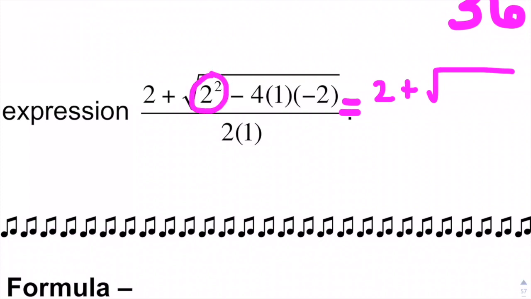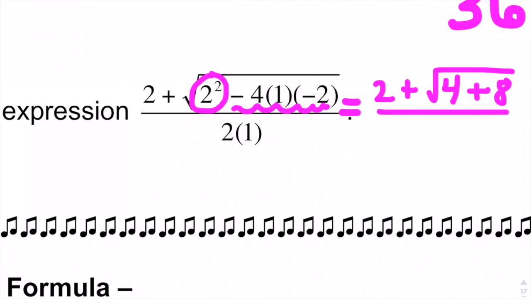We're going to take 2 squared, which is 4. And then we're going to do those back numbers. And I'm going to treat that as a negative 4 times 1 times negative 2. So I'm going to multiply all of those things together because it's negative 4 times 1 times negative 2. And that makes 8. So negative 4 times 1 is a negative 4. And then I have times a negative 2. So again, that's positive 8.